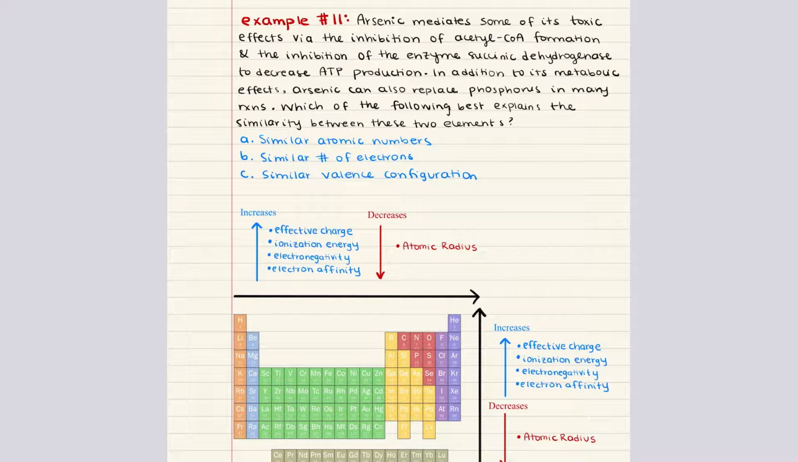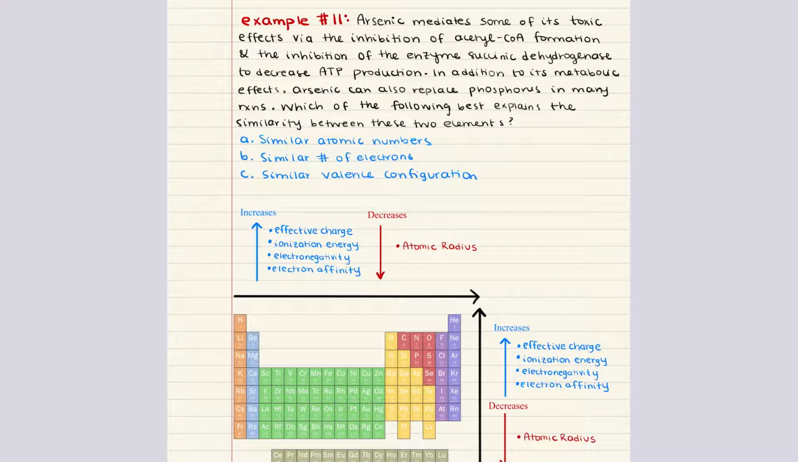Problem 11 says, arsenic mediates some of its toxic effects via the inhibition of acetyl-CoA formation and the inhibition of the enzyme succinic dehydrogenase to decrease ATP production. In addition to its metabolic effects, arsenic can also replace phosphorus in many reactions. Which of the following best explains the similarity between these two elements? Is it similar atomic numbers, similar number of electrons, or similar valence configuration?